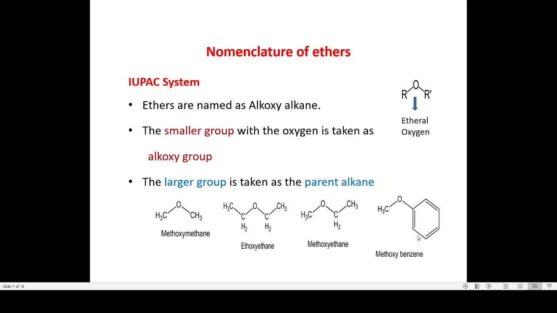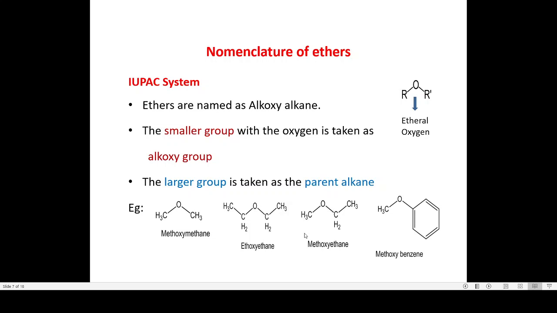For another example, here we have a methyl group and a benzene group. Since we have only one carbon atom in the methyl, it is the smaller group and we consider it to be the alkoxy, and we name it as a methoxy followed by the larger group as the parent alkane, and hence the name of this is methoxybenzene.